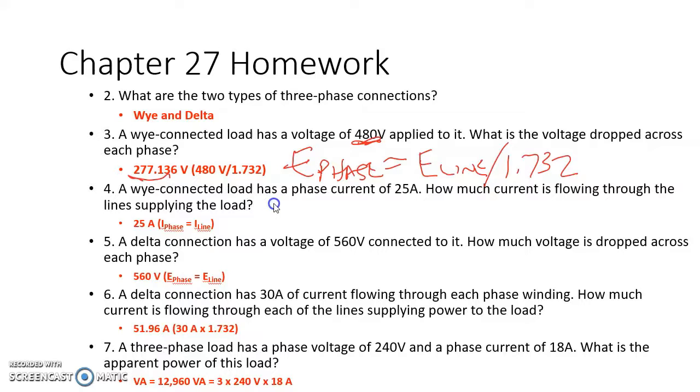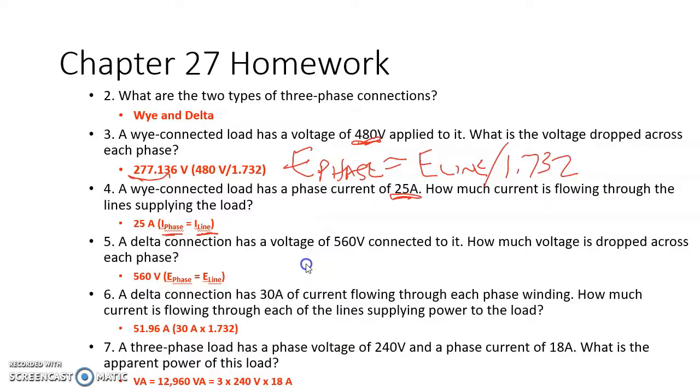Number 4, a Y-connected load has a phase current of 25 amps. How much current is flowing through the line supplying the load? And if we look again on page, in this case, 627, figure 27-7, phase current equals line current. So our phase current is 25 amps. That means our line current is also 25 amps.